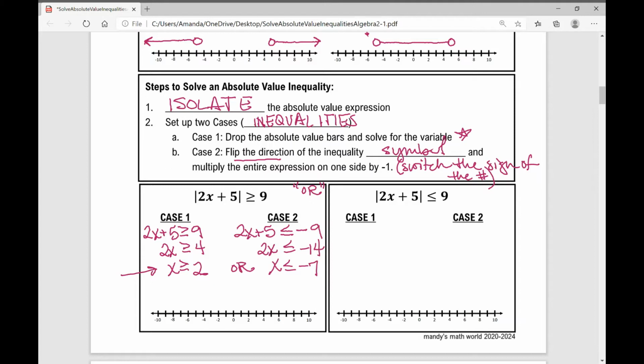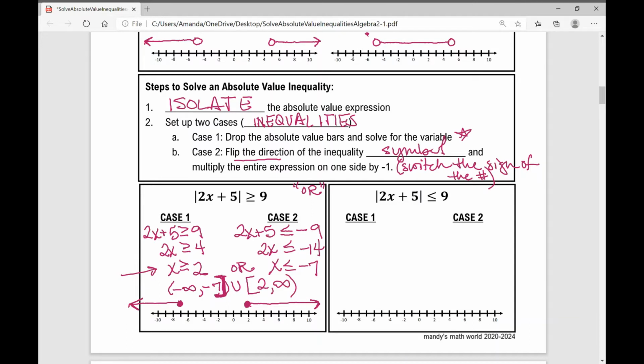And then how would I graph that? If it's greater than or equal to 2, closed dot at 2, that's greater than. Less than or equal to -7, closed dot at -7, that's my solution. How would I write this in interval notation? -infinity to -7, or, I'm sorry, should that be parentheses? No, that should be a bracket. There is a closed dot there. -infinity to -7, or 2 to infinity. Let's move on to the next example.